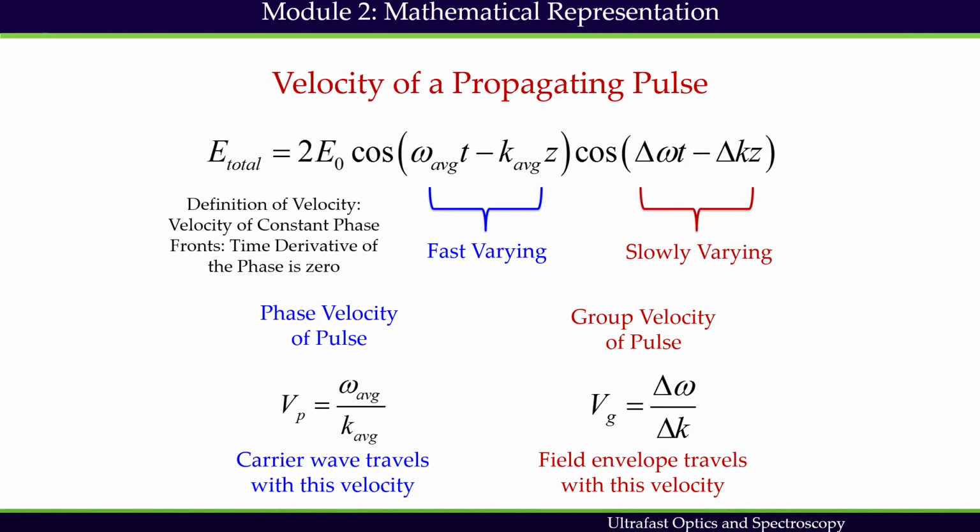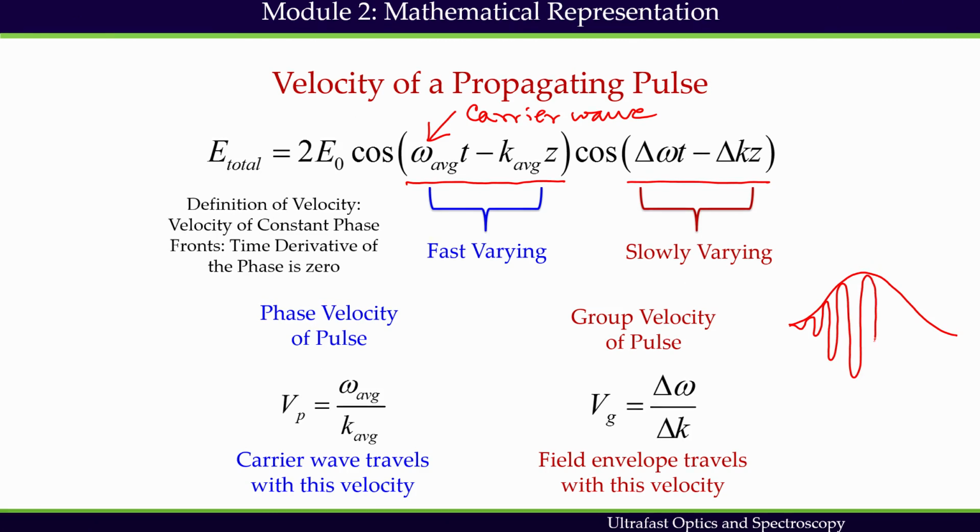To find an answer, we will re-examine the equation obtained from interference of two plane waves of dissimilar frequency components propagating along the same direction. The first component, which is omega average t minus k average z, is the fast varying component, and the second component, delta omega t minus delta k z, is the slowly varying component. The frequency of the carrier wave is given by omega average, this is associated with the carrier wave. So I have a pulse envelope, and then we have this carrier wave oscillation.